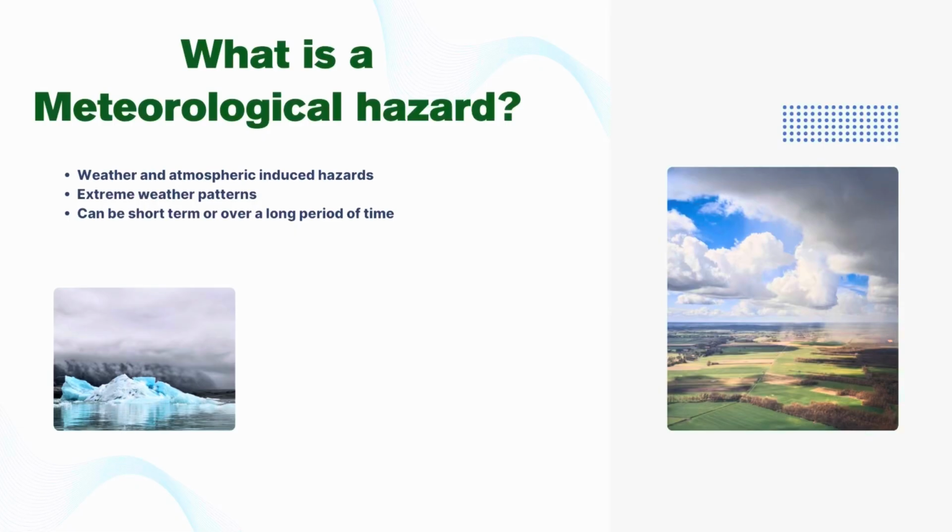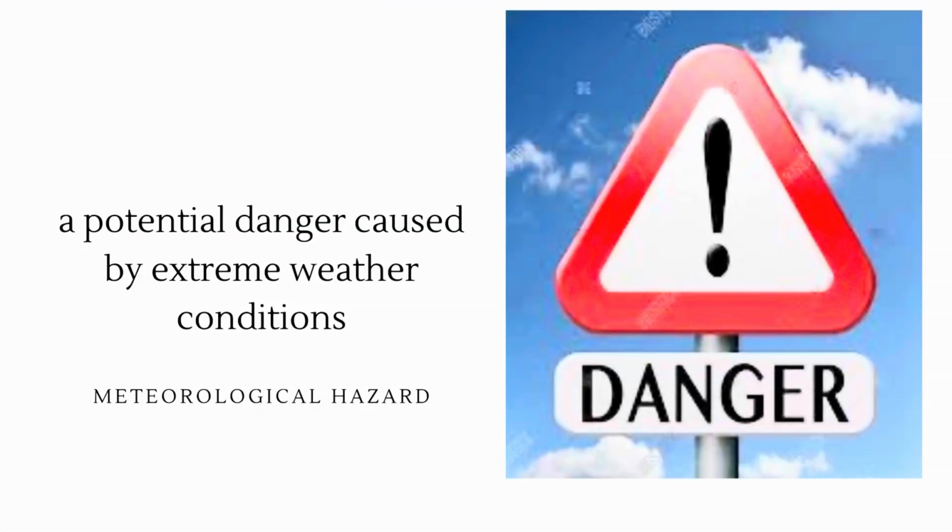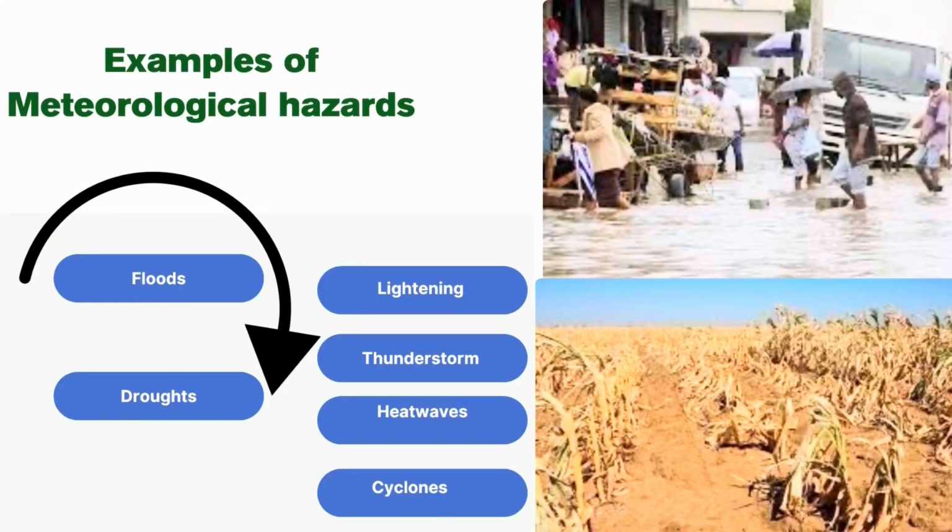So the first basic thing to understand is that a hazard is anything that has potential to cause harm. So meteorological hazards are a potential danger caused by extreme weather conditions. There are several types or examples of meteorological hazards, and I'm going to just touch on them quickly before I delve into the two main things that I want to focus on in this video.